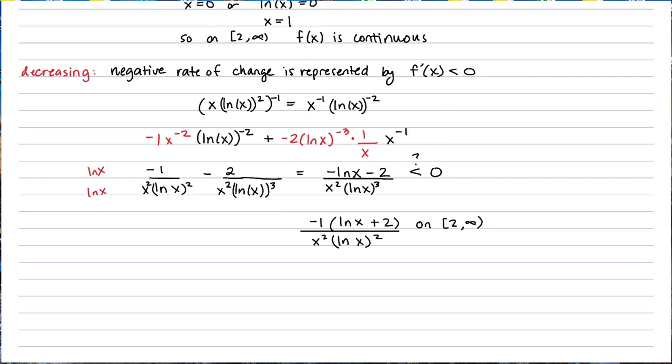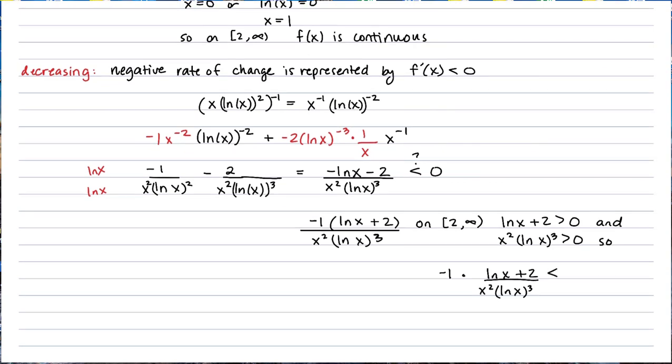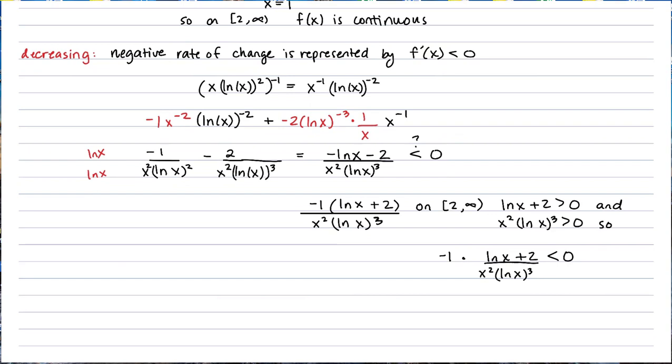So because of the fact that x values are only coming from there, I can tell that ln x plus 2 is positive and x squared ln x cubed is also positive. So the ratio, -1 times ln x plus 2 over x squared ln x cubed, would be less than 0 because you have a negative number times a positive number.